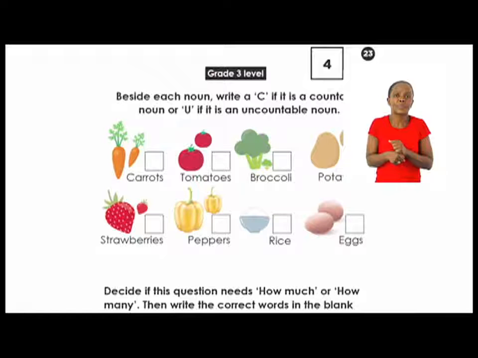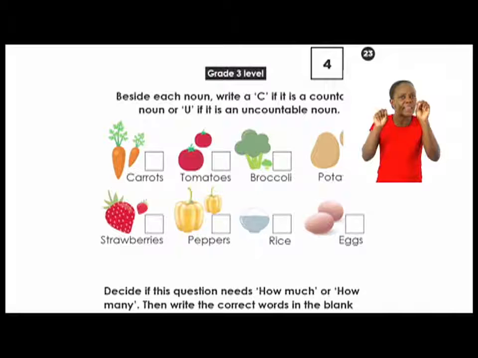And then let's look for another noun that is there, tomatoes. Are they countable or uncountable nouns? They are countable. Very good. So you're going to write a C again on countable nouns.